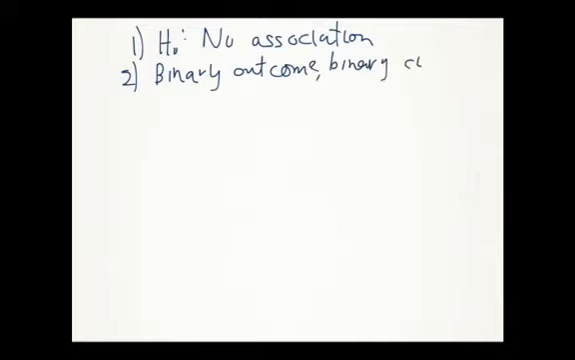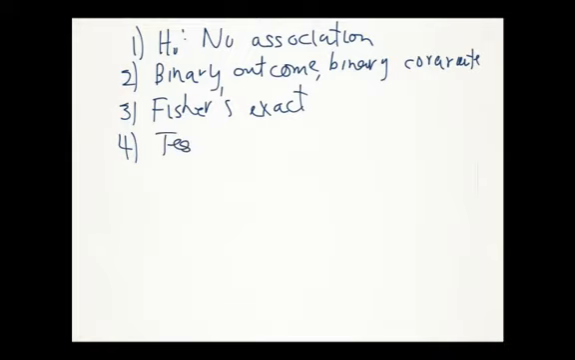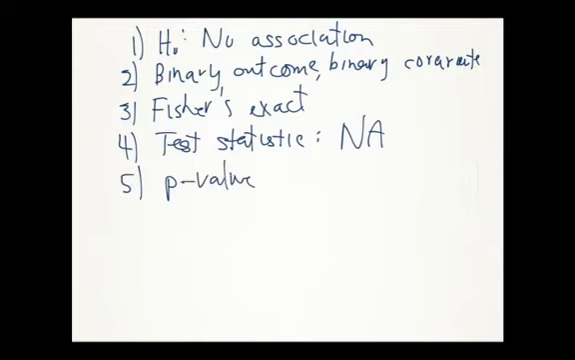And a binary covariate. Okay, the type of test we're doing is Fisher's exact. Step 4, there's no test statistic here per se, so I'm just going to say not applicable, NA. But we do have a p-value, and in this case it would be equal to 0.38.